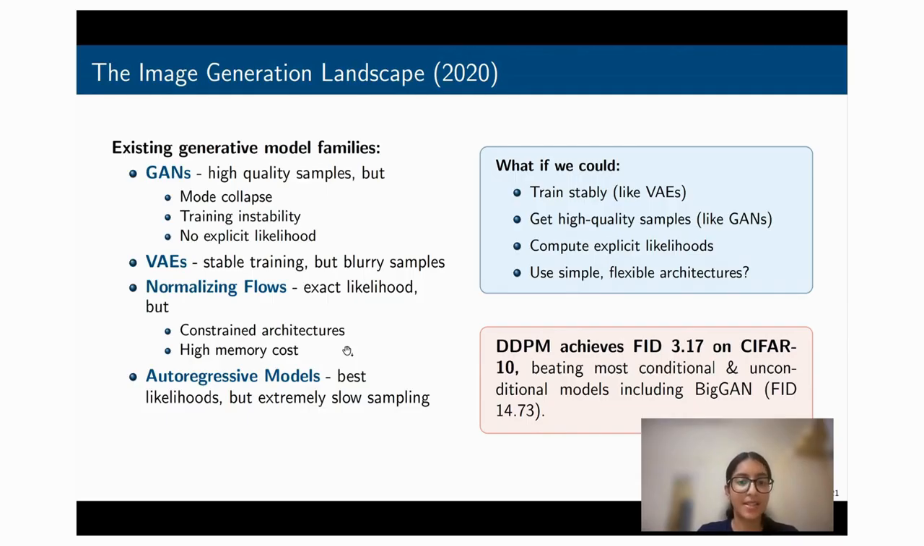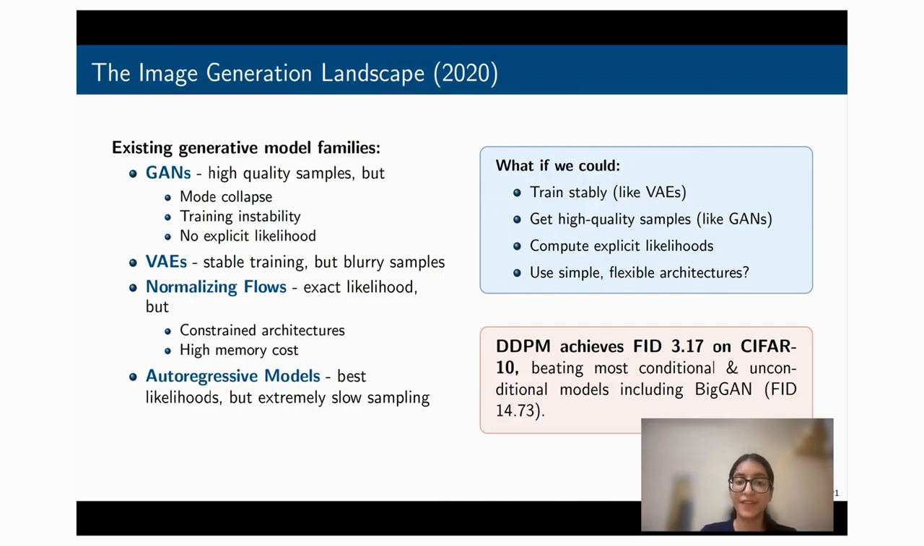Autoregressive models like PixelCNN had the best log likelihoods but were painfully slow to sample from. You had to generate one pixel at a time. So there was a real gap. No single approach gave us training stability, high sample quality, tractable likelihoods, and a flexible architecture all at once.